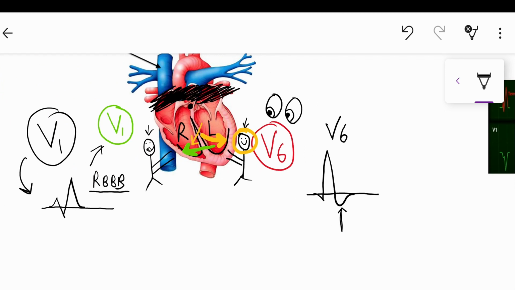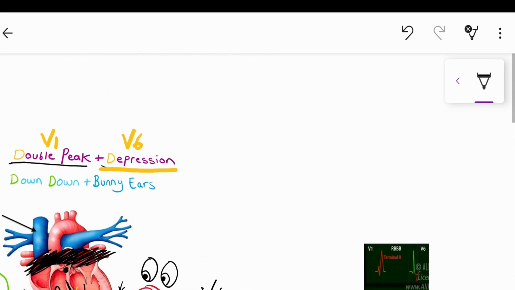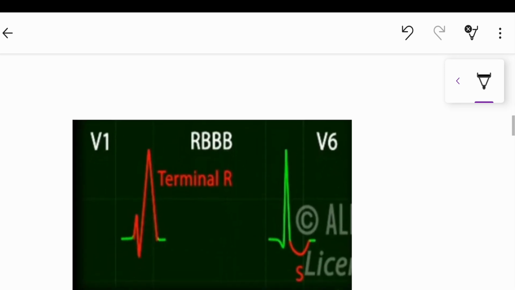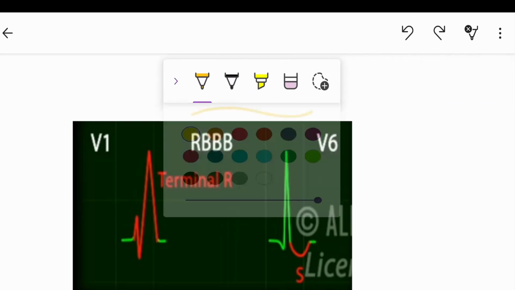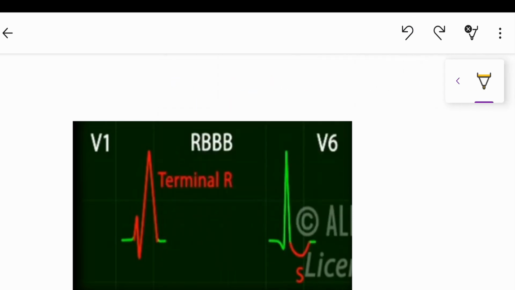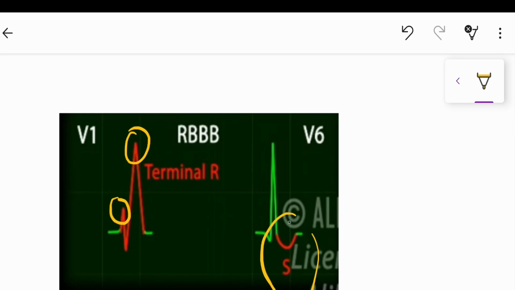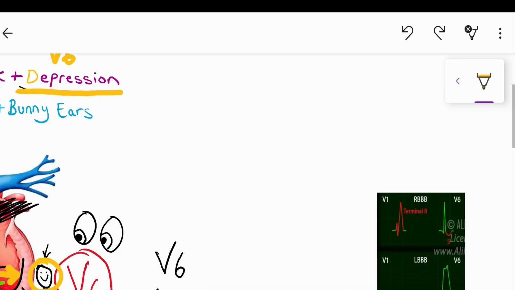All right, just to show you I am not lying to you, I'm going to show you. I'm going to hide left because I don't want to show you that yet. So look. Let's get the yellow. So what do you see here in V1 for right? One peak, two peak, double peak. V6, you get depression. All right, so that's that.